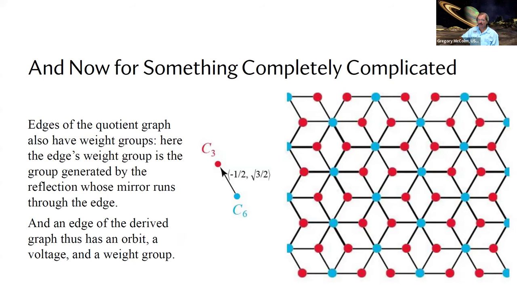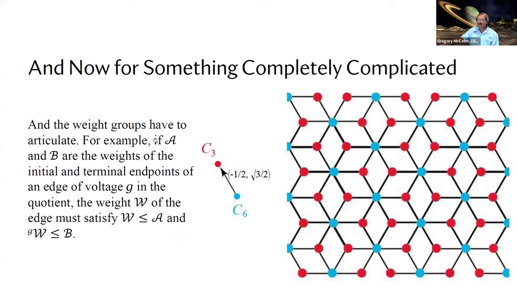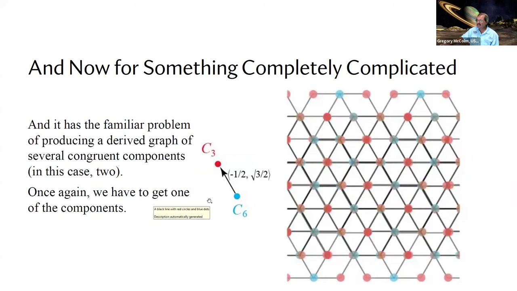Okay, so there is a problem, and that is, there are several complications. One is, I can have a weight group of a vertex, and then the edges wind up with weight groups too. For instance, in this graph right here, you have mirrors that run through these edges. And so those mirrors are for reflections that are symmetries. In this case, you don't have to worry about that. Let me just skip that.